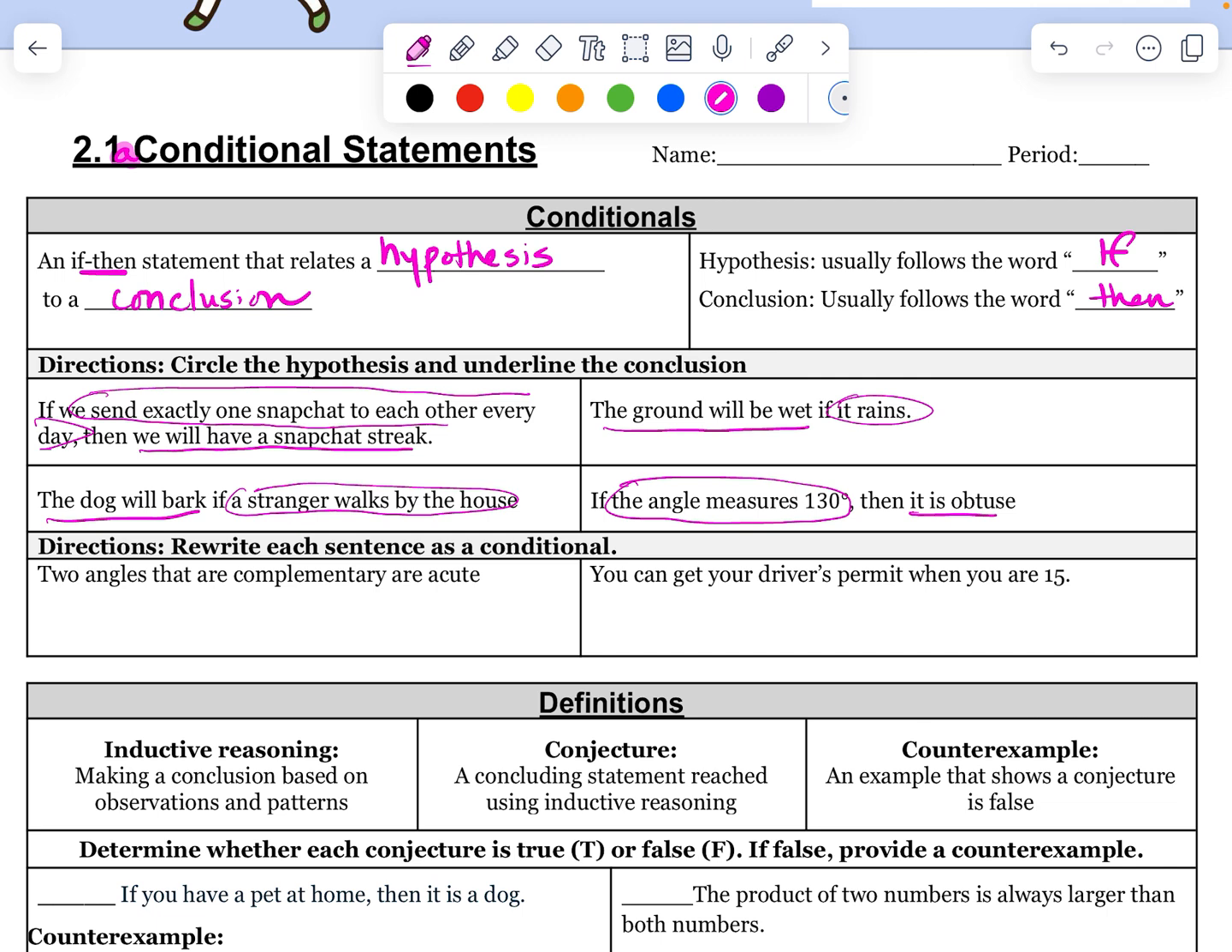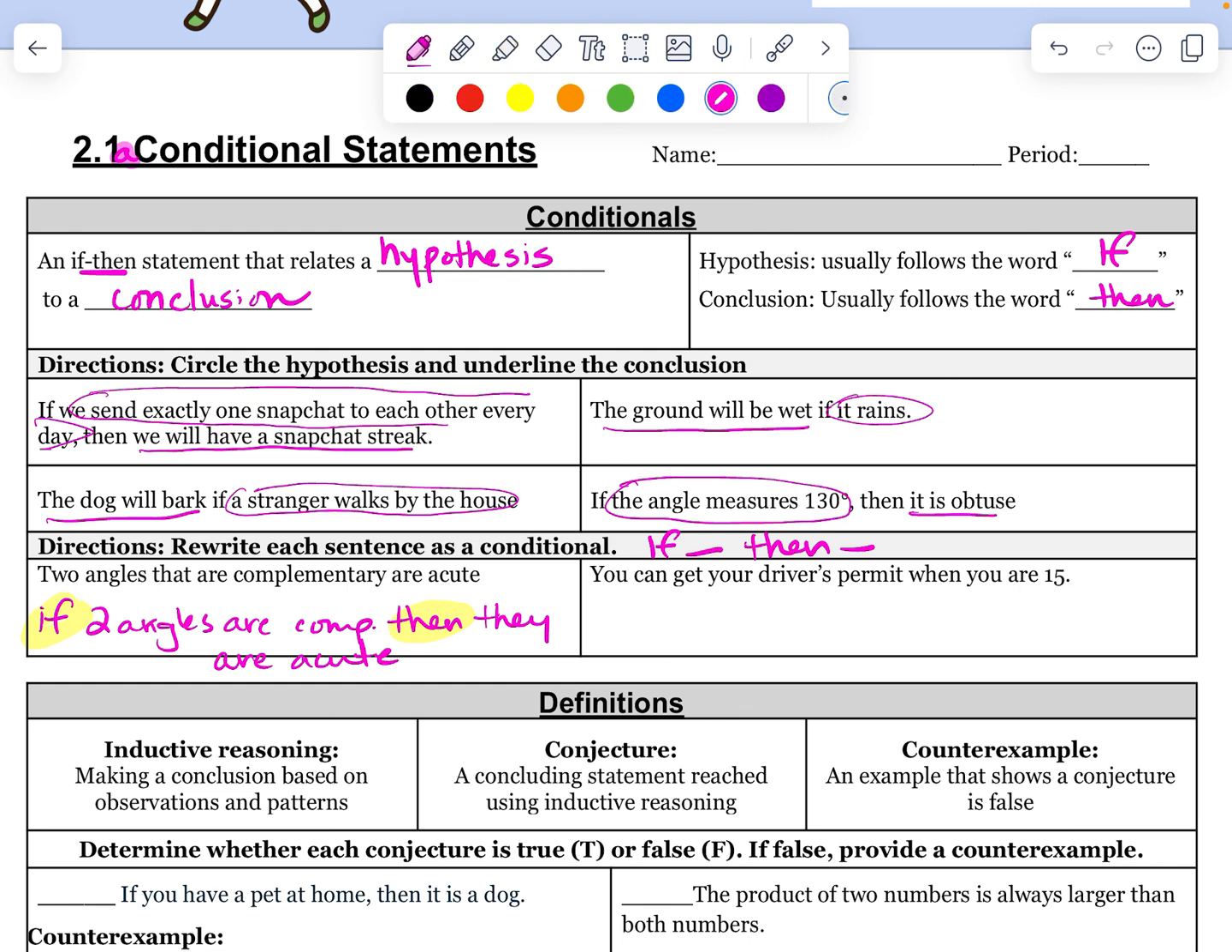Okay, so rewrite each sentence as a conditional. So a conditional statement will always have an if and a then. Two angles that are complementary are acute. If two angles are complementary, then they are acute. Every single time you need both the if and the then. You can see this written a couple ways too, like if two angles are complementary, then the two angles are acute. I tend to write in shorthand because there's a lot of writing in this chapter and I'm lazy.